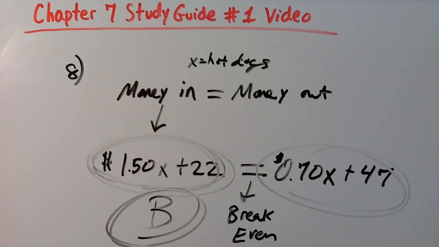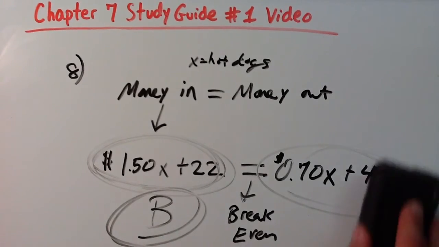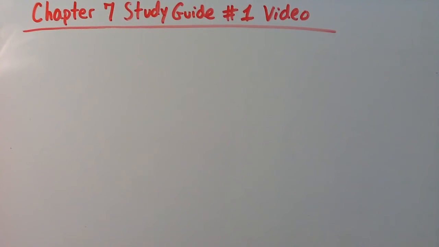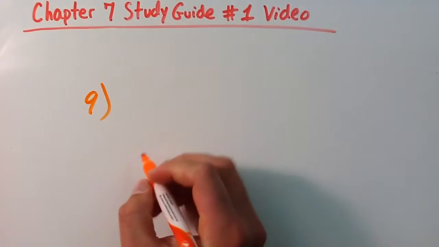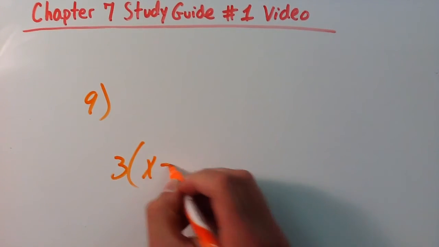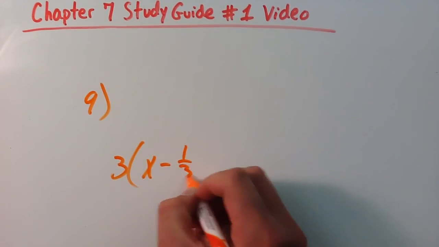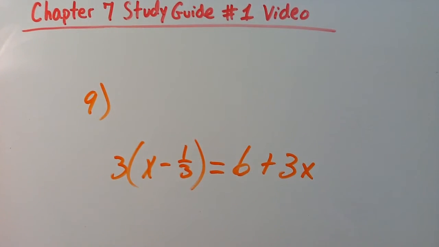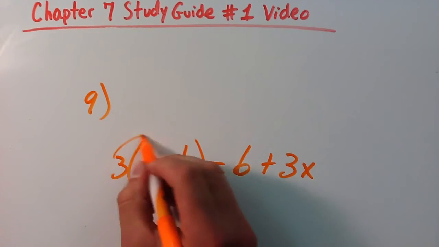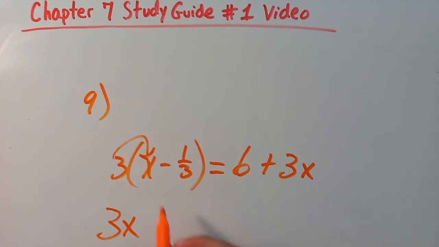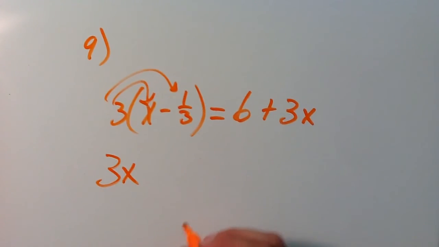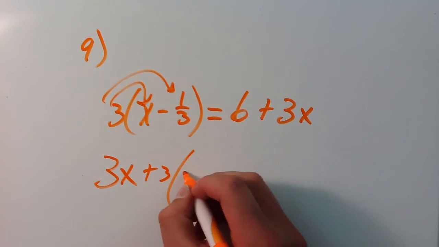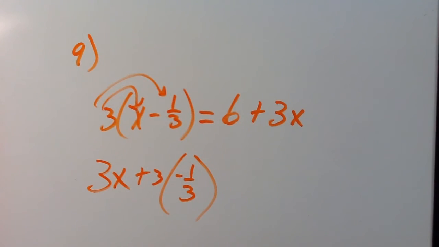Okay, number 9. How many solutions does the equation have? Okay, so let's write that equation down. Number 9 says 3 times (x minus 1/3) is equal to 6 plus 3x. Okay, I see parentheses. Let's eliminate the parentheses by the distributive property. So 3 times x is 3x. Then I have 3 times negative 1/3. So positive 3 times negative 1/3. I'll go back here in a minute and simplify that.